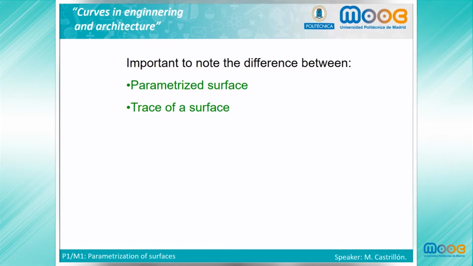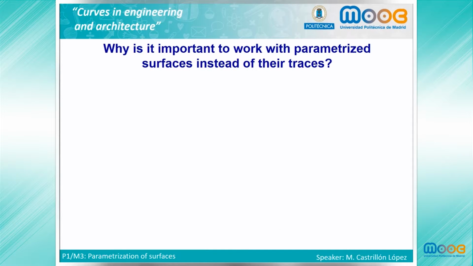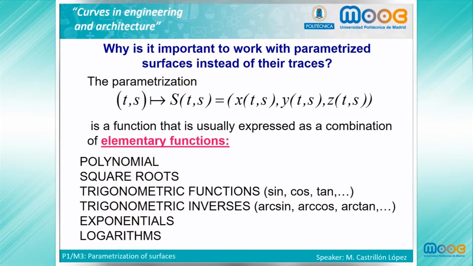As in the case of curves, we recall here that a parametrized surface and its trace are not the same. A parametrization provides a trace, but given a trace, we don't recover the parametrization. But why is it important to work with parametrized surfaces instead of their traces? The parametrization is a function that is usually expressed as a combination of elementary functions, polynomials, square roots, trigonometric functions and their inverse, exponentials and logarithms. Then we can take advantage of the many properties we know of these functions.